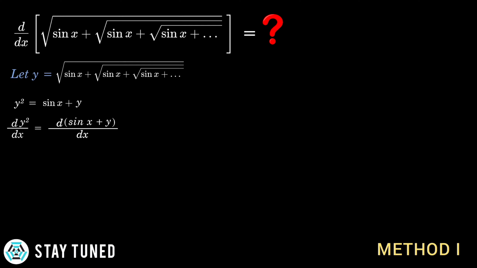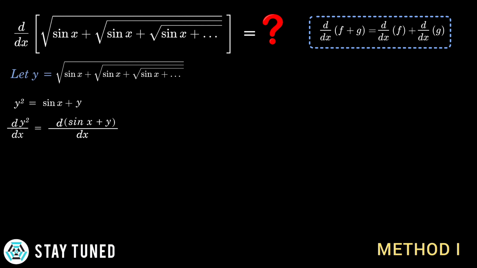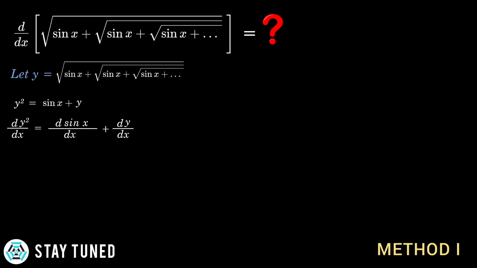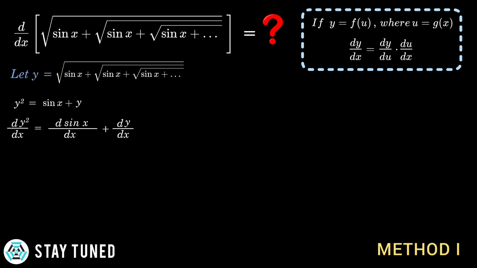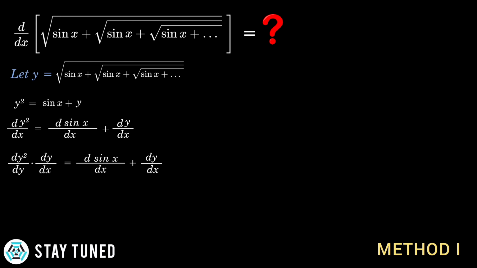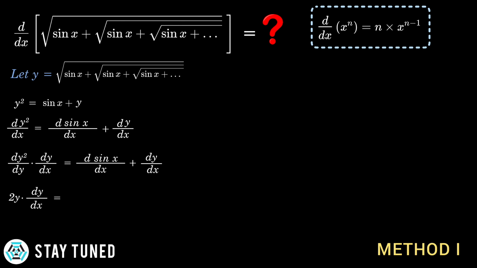Next, we will split derivative of sine x plus y into derivative of sine x plus derivative of y using the property displayed above. In the next step, since we cannot differentiate y squared with respect to x directly, we can apply the chain rule displayed above to get dy squared by dy into dy by dx and copy down the remaining terms. Further, the derivative of y squared with respect to y can be calculated as 2y using the power rule displayed above, and the derivative of sine x is cos x.